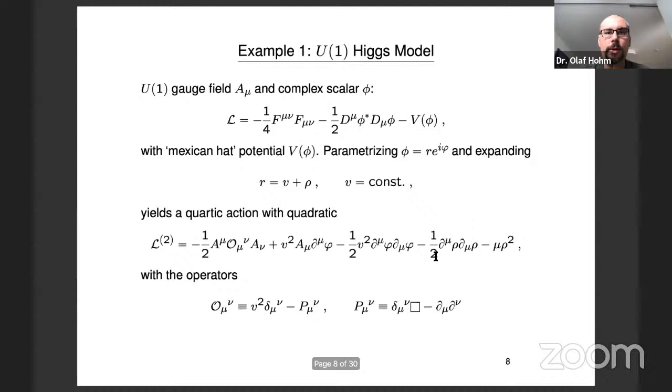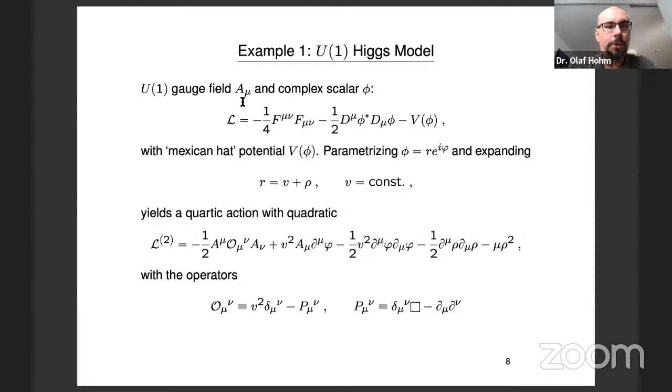Now let me give you an example that I will elaborate on also in the second part, which is the U1 Higgs model. It's the most conventional theory you can think of in some sense. So any quantum field theory book discusses that example, of course. So this also makes the point that L infinity algebras are not something very exotic that only makes any sense for very exotic theories like closed string field theory. Rather, any reasonable theory you can think of fits into that framework.